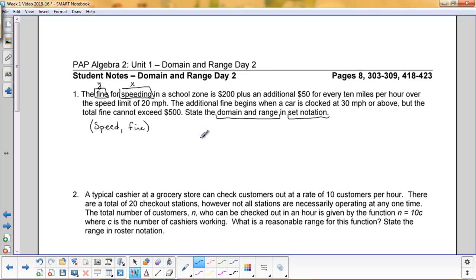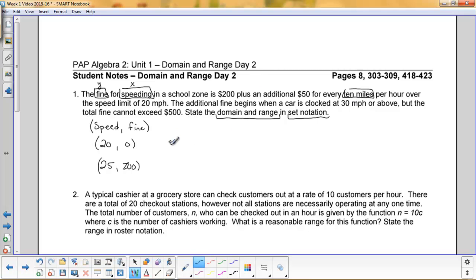Now if we take a look at some of this situation here, we'll set up some ordered pairs to help us get started. So if I'm traveling at a speed of 20 miles per hour, I will receive no ticket, therefore the fine will be 0. If I ramp that up to 25 miles an hour, let's take a look at it. It says the fine in a school zone is $200 plus $50 every 10 miles per hour. Okay, so I haven't gone 10 miles an hour over the speed limit yet, so that means my fine will still only be $200.